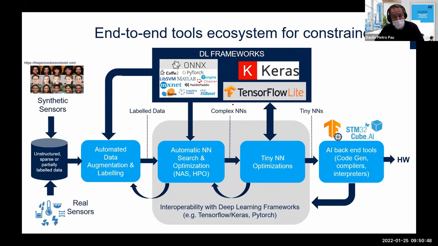And then we need also to optimize the graph that I'm obtaining before to feed backend tools, in order to allow deployment. Backend tools, you got an example of what ST produces, STM32Cube.AI, but there are also other backends.